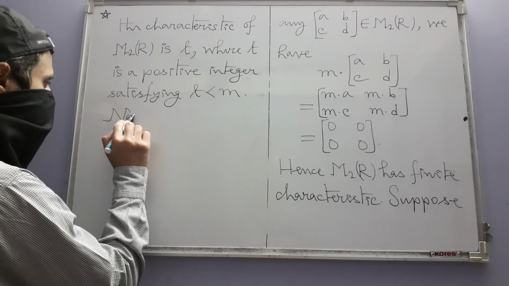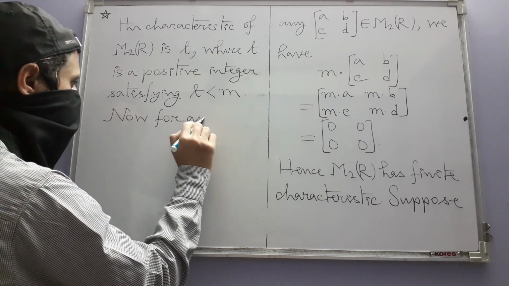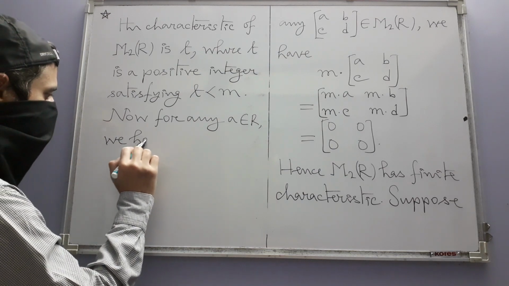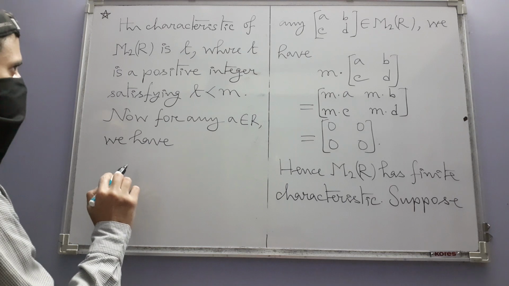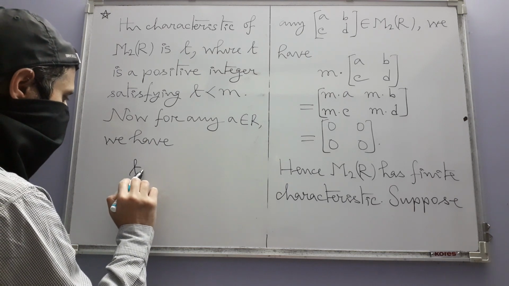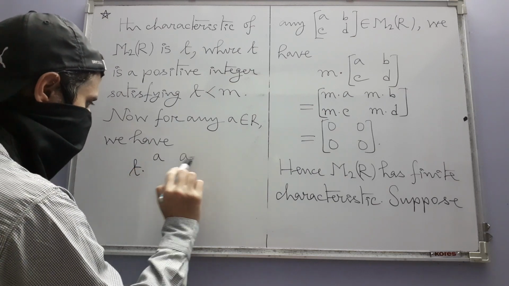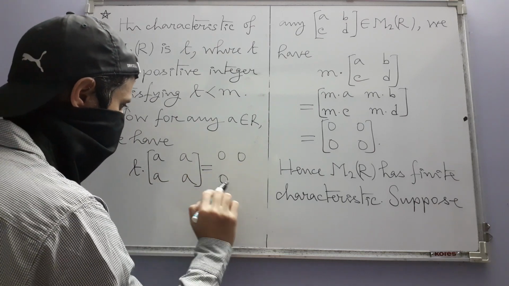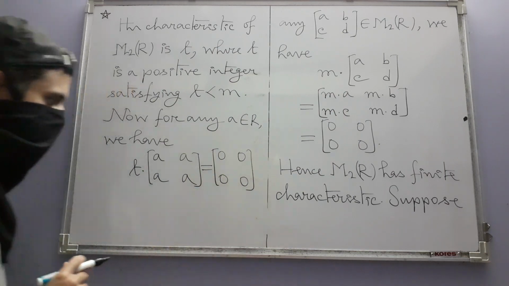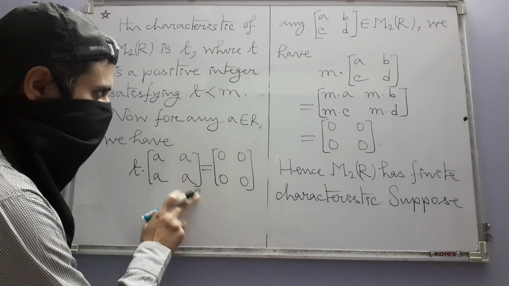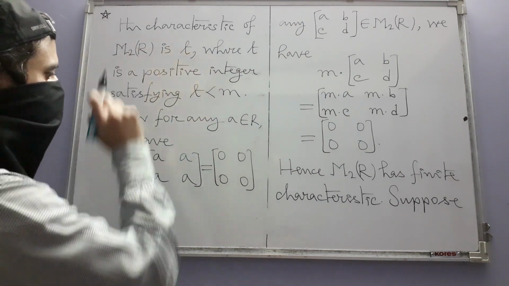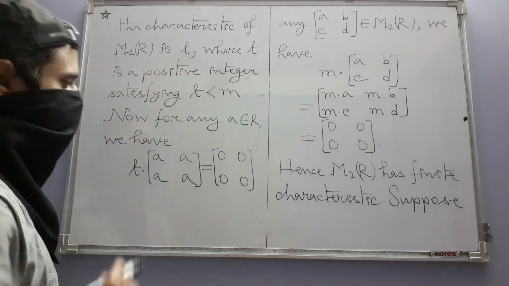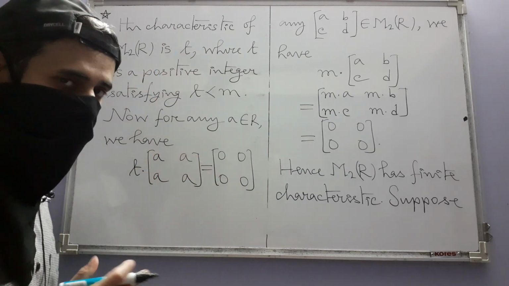Now, for any A in R, we have T times A equal to this. And where is this coming from? This is a consequence of the fact that T is the characteristic of this, and this 2 by 2 matrix, all of whose entries are equal to A, is an element of M2 of R. So T times this will be equal to the 0 element, the 0 matrix.